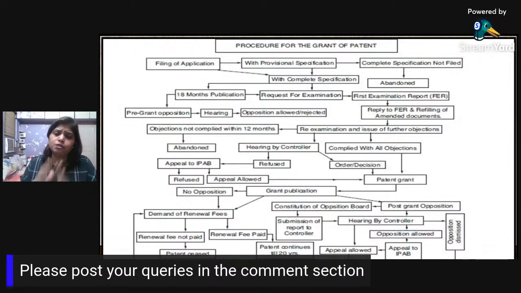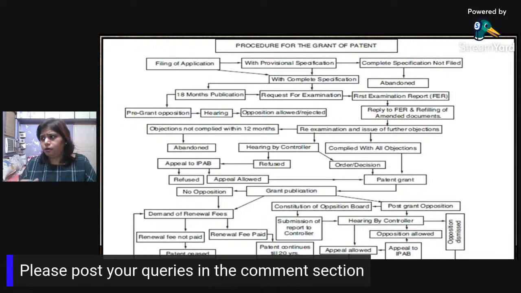Supposing they still have objections, then they'll again send you another report and tell you to make some changes. And if you're okay with it, there can be a case that you may have put the scope of your patent very broad, so they may tell you to narrow it down. Then accordingly you will work with the controller on the objections.